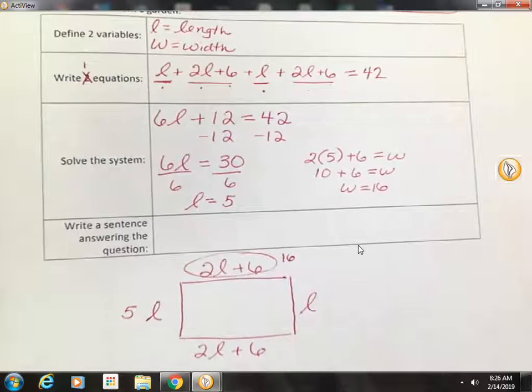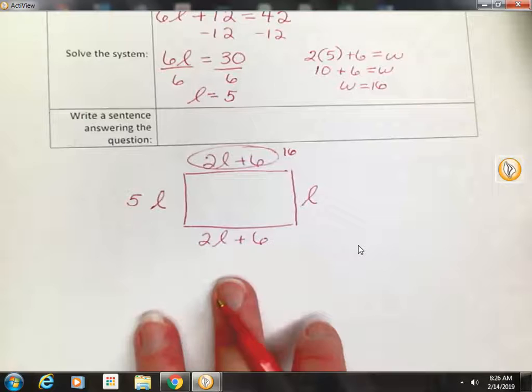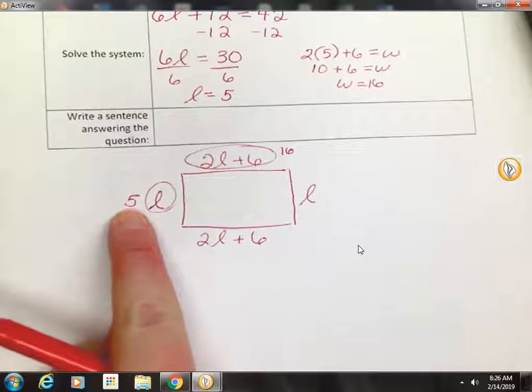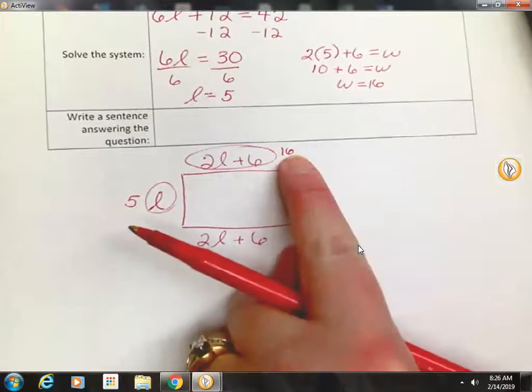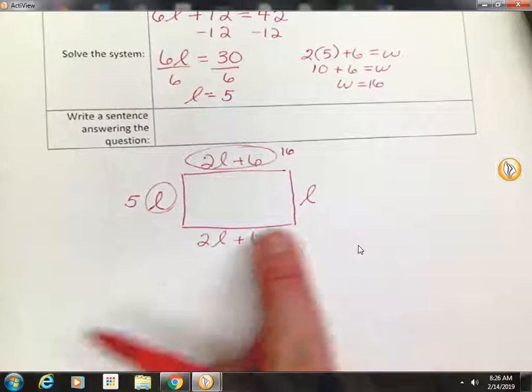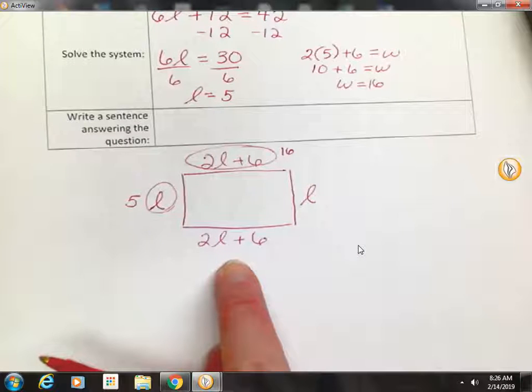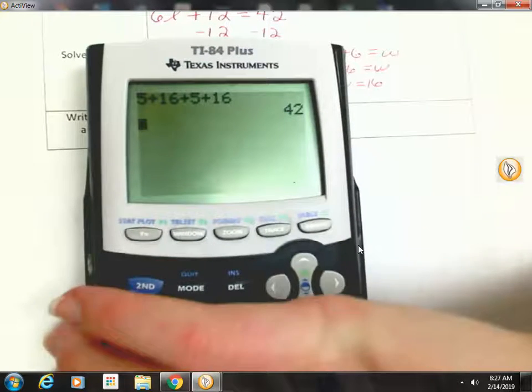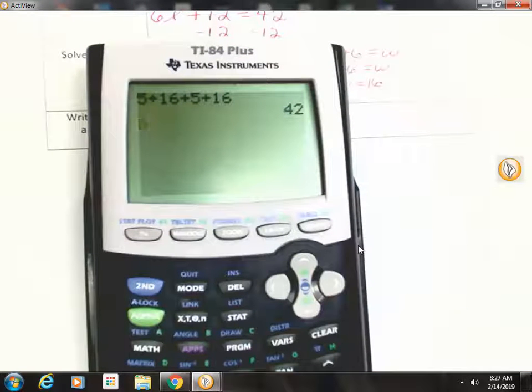So let's just figure this and see if it's correct. So my length is 5. We've got 5 plus 16. 5 plus 16. And this side is my length again, so plus another 5. Plus another 16. When I added up a length and a width, I got 42, which is what the perimeter is, isn't it?